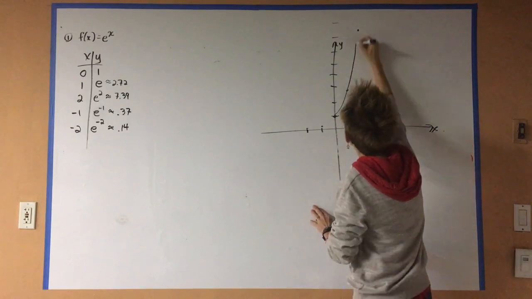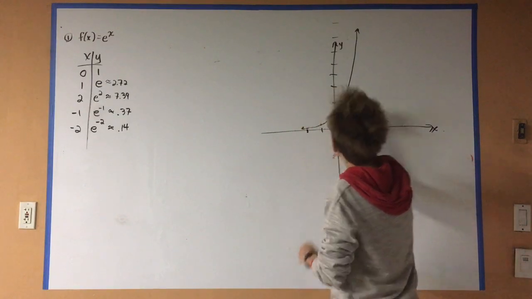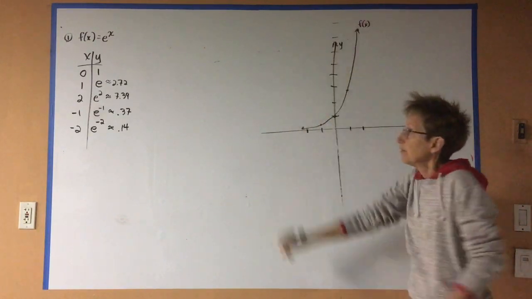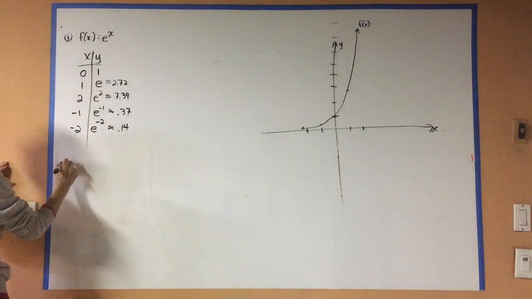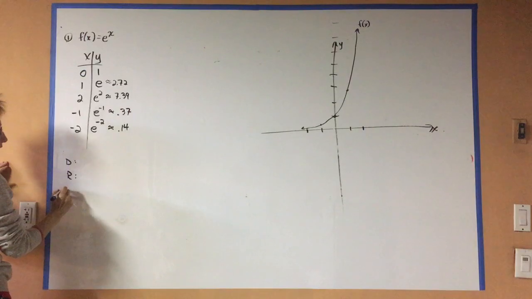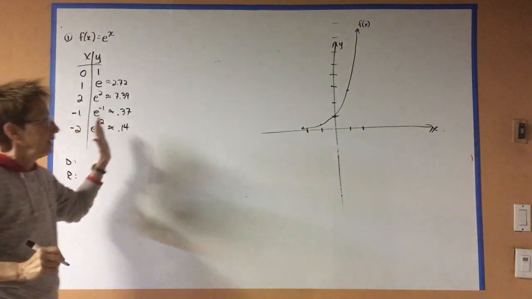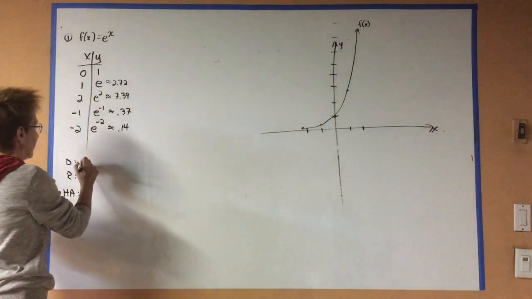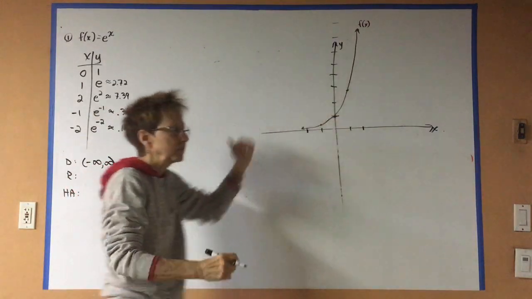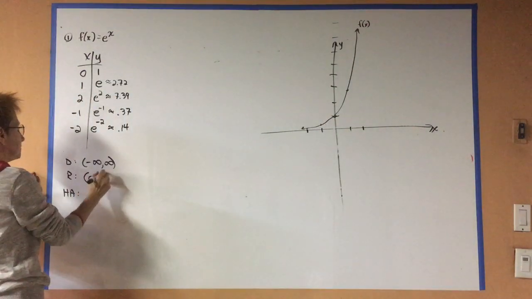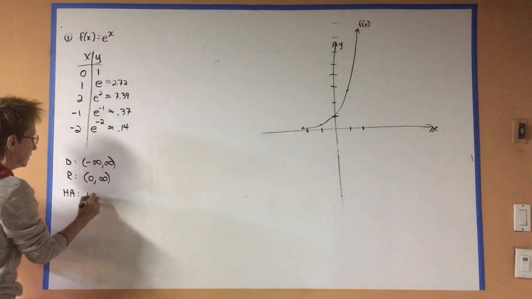So here's my f of x, where f of x is equal to e to the x. So very, very similar in terms of domain and range, and it looks to me like there is an HA. So let's see, domain, negative infinity to infinity. The range, again, 0, not including the 0, up to infinity. The horizontal asymptote, again, is y equals 0.